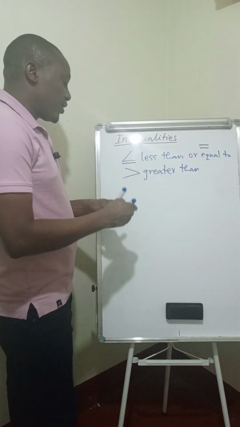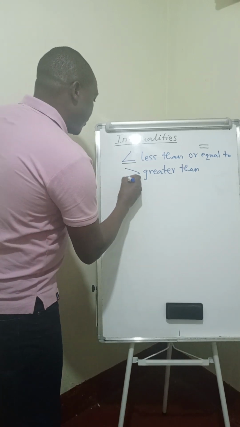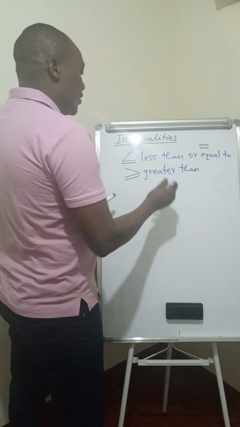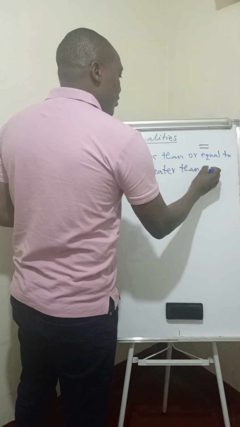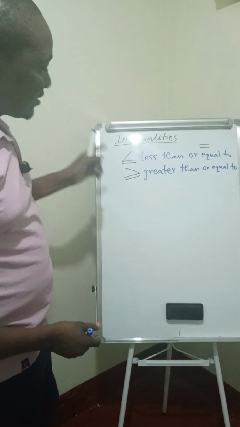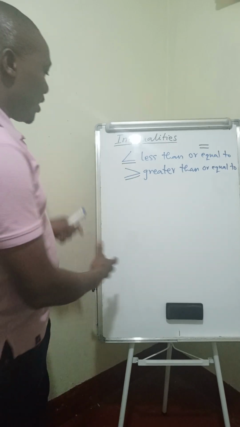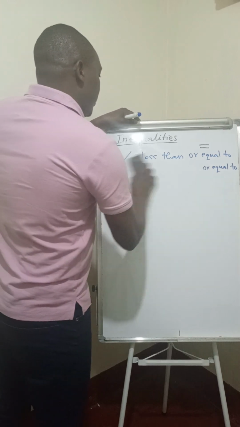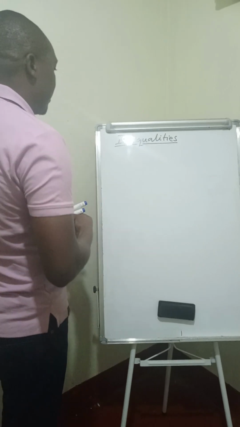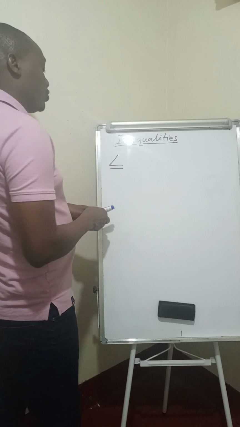We can do the same to the symbol of greater than. We can also put another line here, which changes the name to greater than or equal to. Wonderful, it is this simple. To expound on this, I wish to start with the first one, less than or equal to.